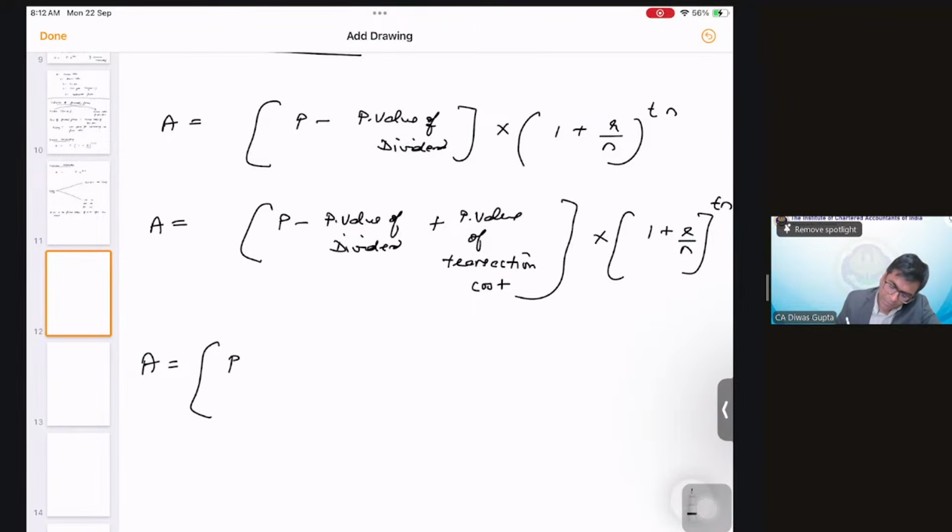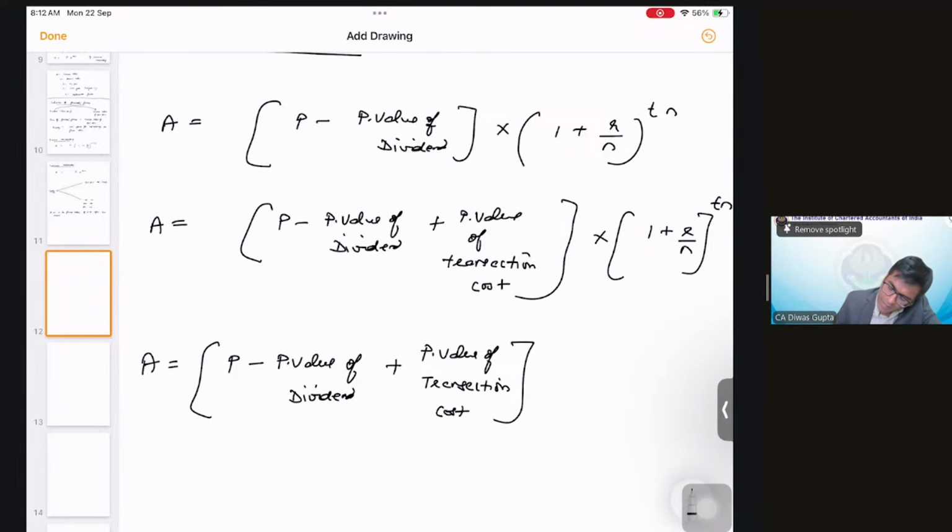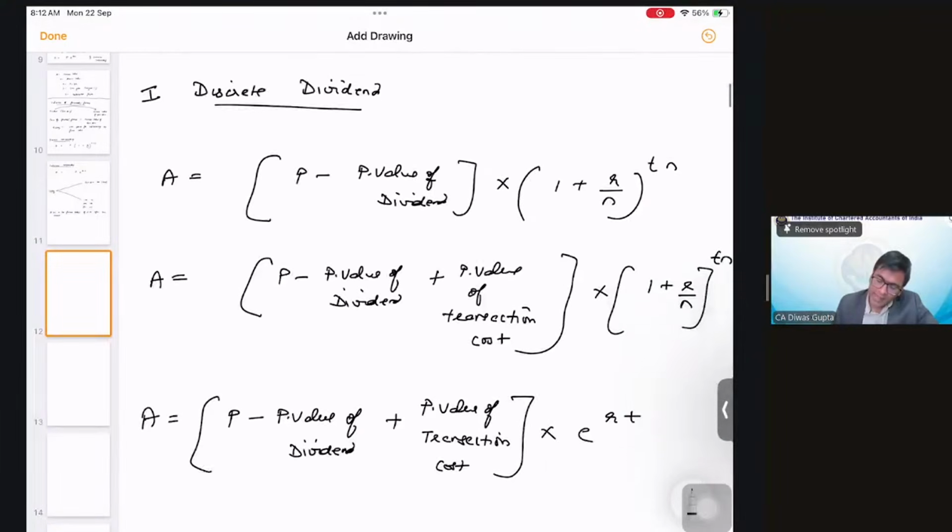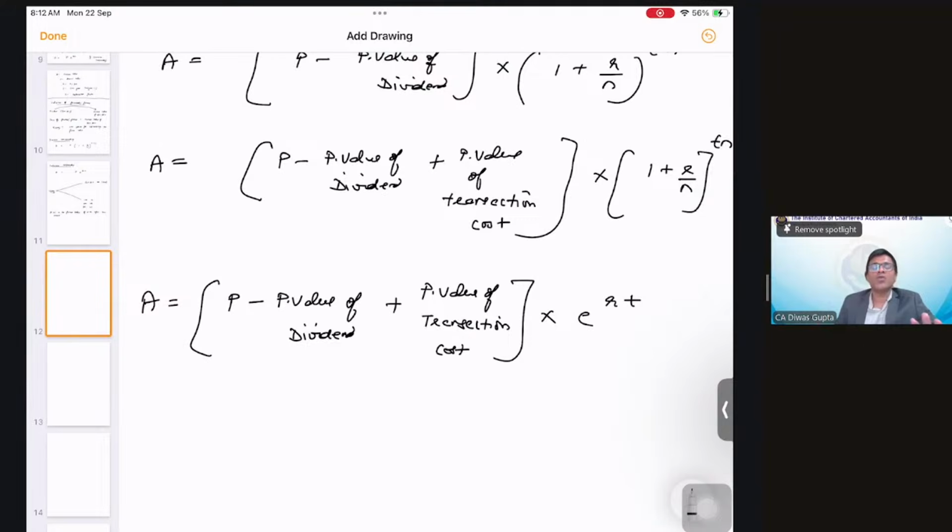So A is equal to P minus present value of dividend plus present value of transaction cost, multiplied by e raised to the power r into t. So this will happen in case the dividend is discrete but compounding is continuous. Okay, so this is that formula.